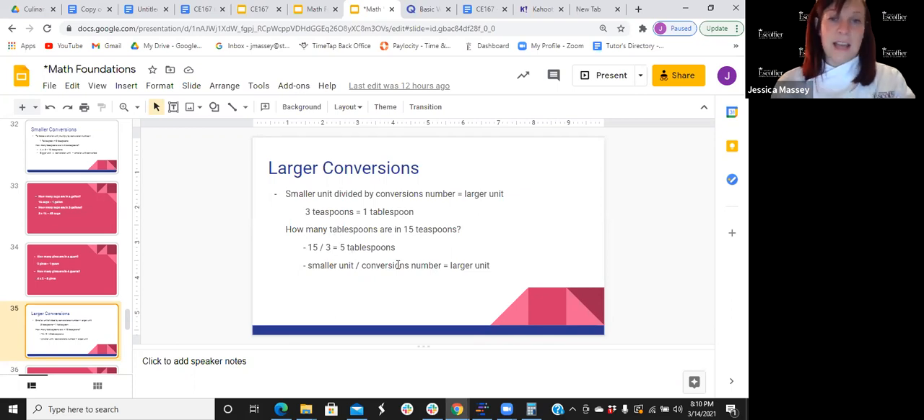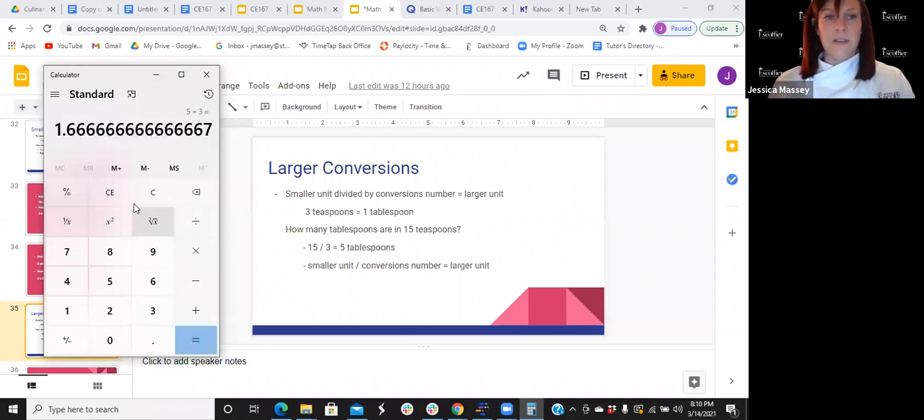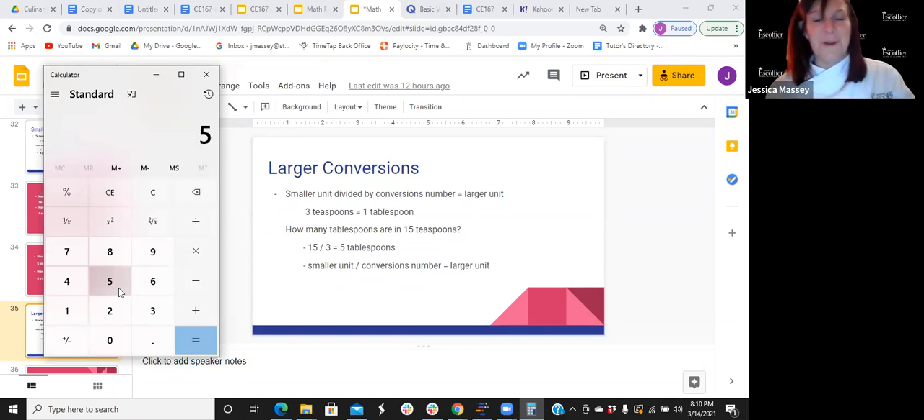Now, if we do this exact same math problem the other way around, we have our 15, we divide it by 3, and that gives us 5. So now if I ask this question the other way around, how many teaspoons are in 5 tablespoons? It's just multiplication because you're taking the bigger unit to the smaller unit. So you would take your 5 and multiply it by 3, and that gives you your 15 teaspoons. So it's the same problem, just reversed based on what the question's asking.